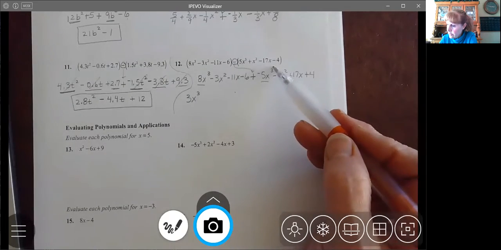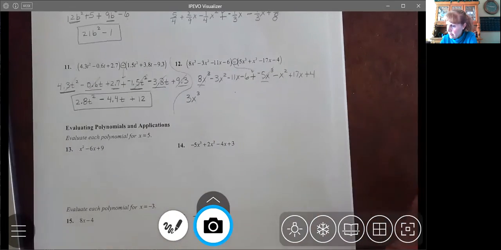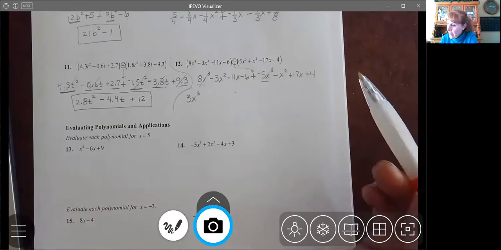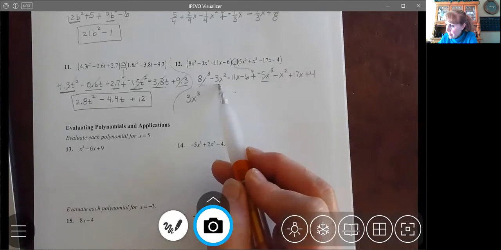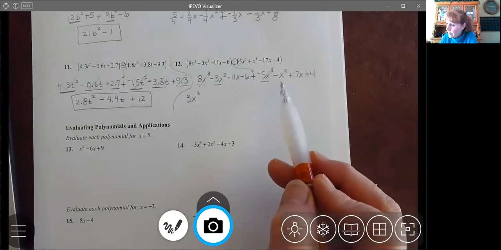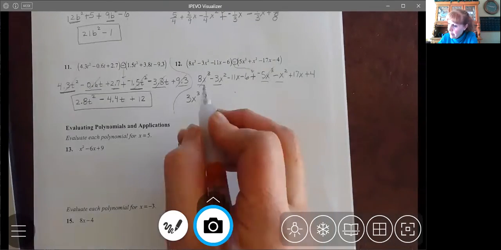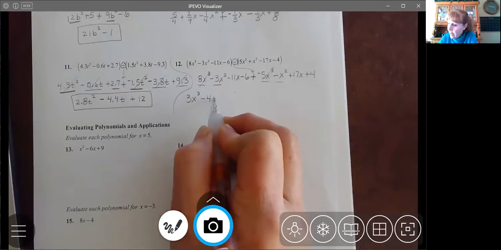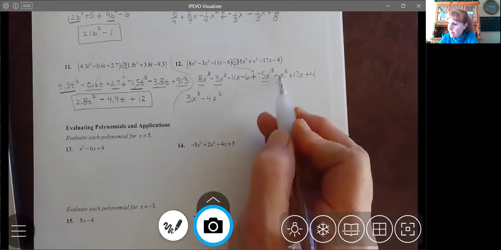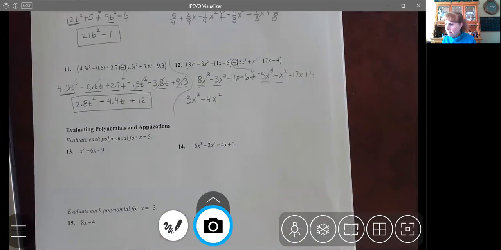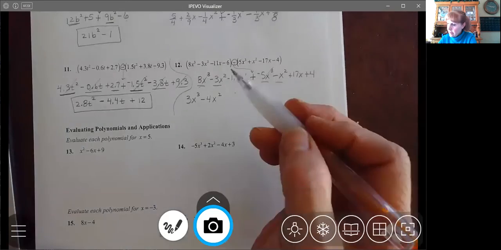When I combine those coefficients, the numbers in front, x squared is next. I've got a negative 3x squared and a negative 1x squared will be a minus 4x squared. So remember, there's not a number there, it's a 1. So that takes care of that.